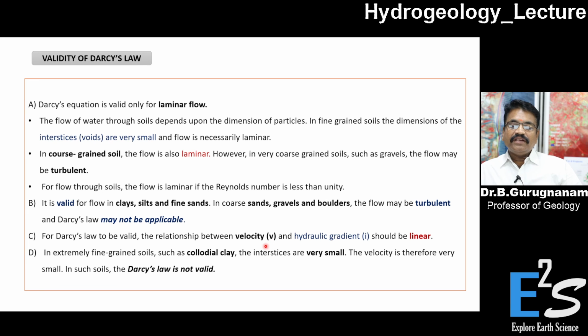For Darcy's law to be valid, we calculate the velocity and the relationship between velocity and hydraulic gradient: what force you are applying and what gradient the water is penetrating at in the different pore spaces of different materials. In extremely fine grained soil such as colloidal clay, it's not possible. Normally it will take days to pass the water. The openings are very small, so the velocity is very small. In such soil, Darcy's law cannot be validated.